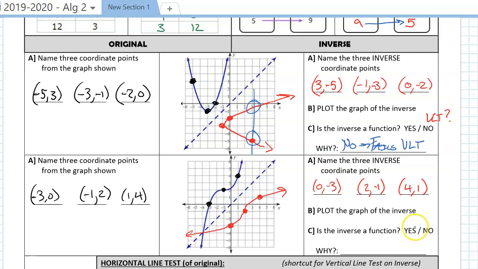And the question is, is it a function? Well, in this case, before it was no. In this case, it is yes. If we were to draw vertical lines through it, it passes the vertical line test, meaning that every x value has exactly one y value.